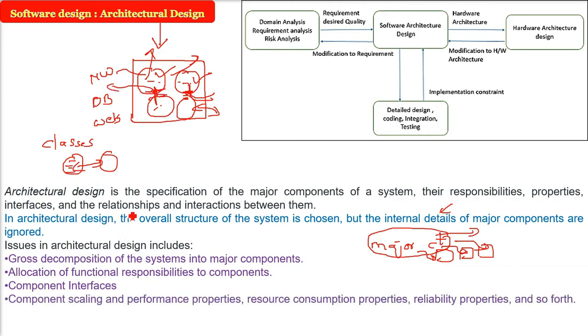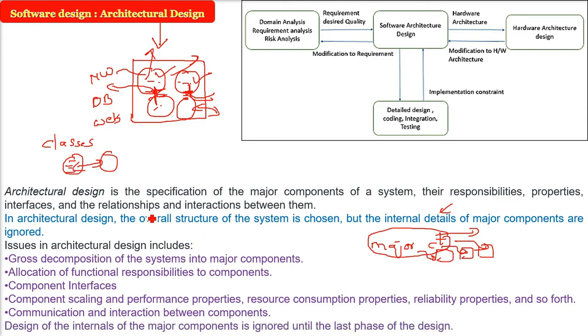Then the component scaling, the performance properties, the resource consumption properties, the reliability properties. These are the performance measures. You can call it quality also. You can call it the non-functional requirements which have to be put. The communication between these components is also a part. So the design of the internals of the major components is ignored here until the high level design, or the low level design, which is very close to coding.